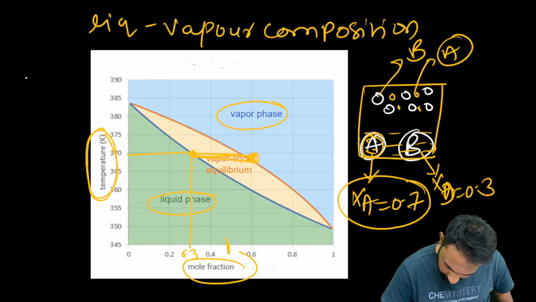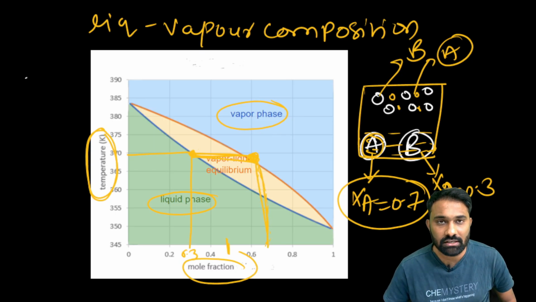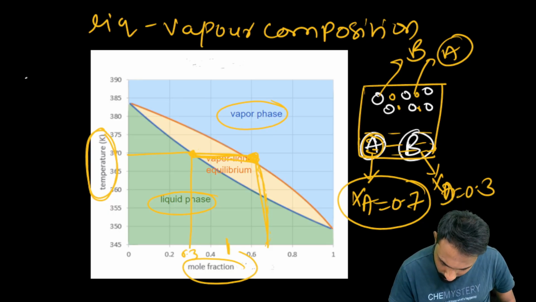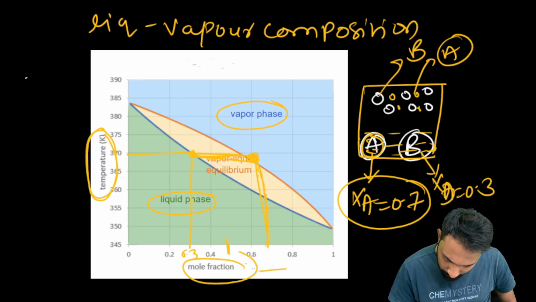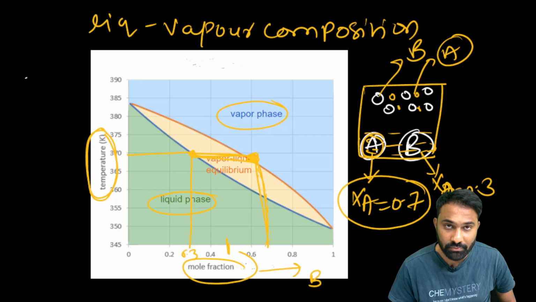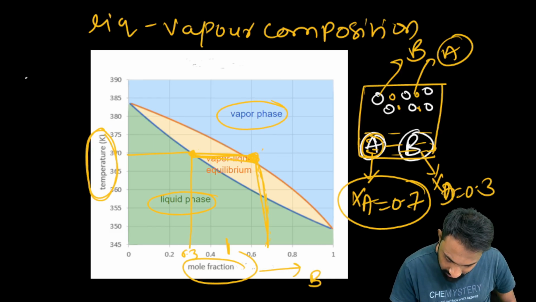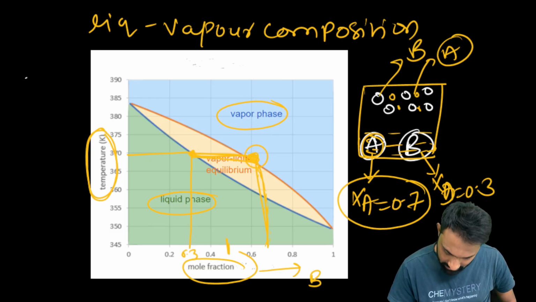Now if I draw the mole fraction here, or if I cut the mole fraction here, how much am I getting? This side, midpoint, this side, the B will be richer, right? Now this is the vapor phase. In the vapor phase, this is 0.7. In the vapor phase, how much B am I having?